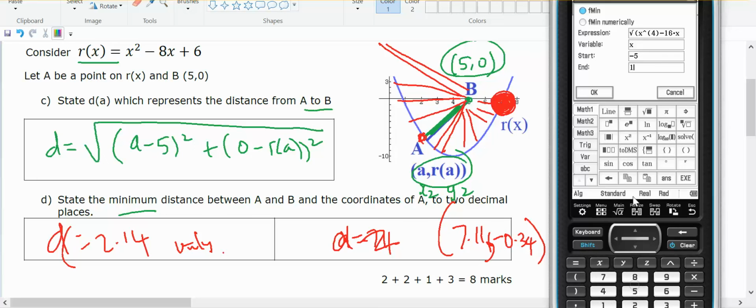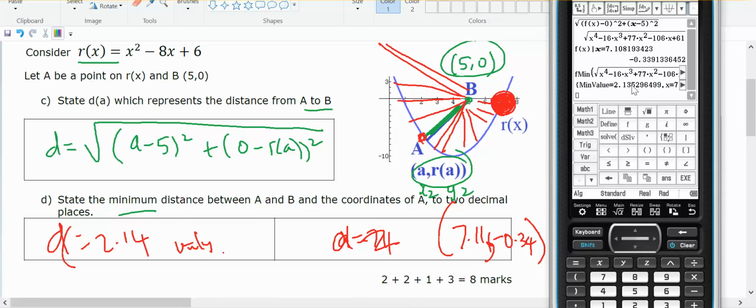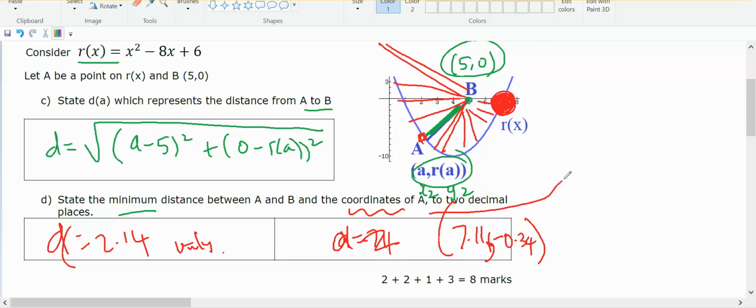Alternatively, if I take this expression and I select it, interactive, calculate fMin going from negative 5 through to about 15 or so. My minimum value, the same minimum value of 2.14, and the x value is at 7.11. The question said the coordinates of A, therefore I'm looking for those two coordinates.